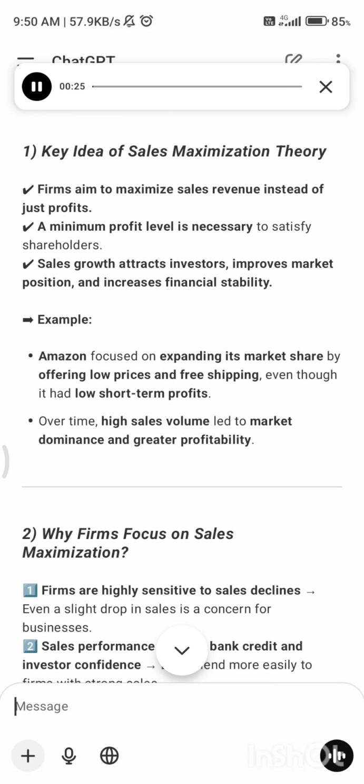Key idea of sales maximization theory. Firms aim to maximize sales revenue instead of just profits. A minimum profit level is necessary to satisfy shareholders. Sales growth attracts investors, improves market position, and increases financial stability. Example: Amazon focused on expanding its market share by offering low prices and free shipping, even though it had low short-term profits. Over time, high sales volume led to market dominance and greater profitability.